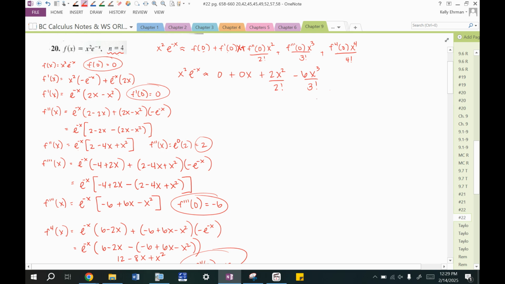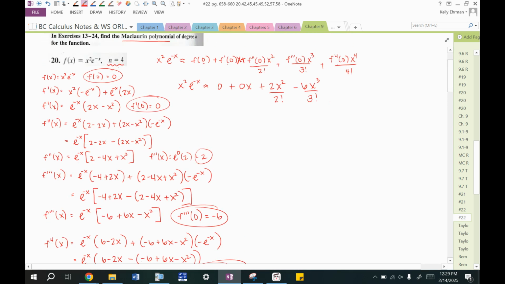That also simplifies. Plus 12x to the fourth over 4 factorial. 4 factorial is 24, so you could reduce that as well. But remember, you don't have to reduce them, so I'm not going to bother. I'm just going to leave it unsimplified. I don't want to make a silly mistake reducing and then not get points for part of the answer.